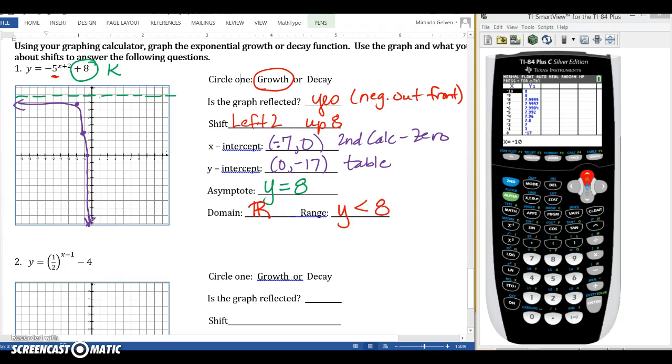Okay? So what I would like you to do now is pause the video and try everything below, doing the same thing. I want you to do everything we did in red and green non-calculator, and then use the calculator to support those. So go ahead and hit pause and try on your own for number 2.